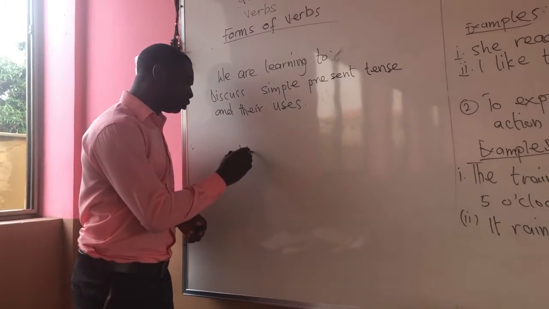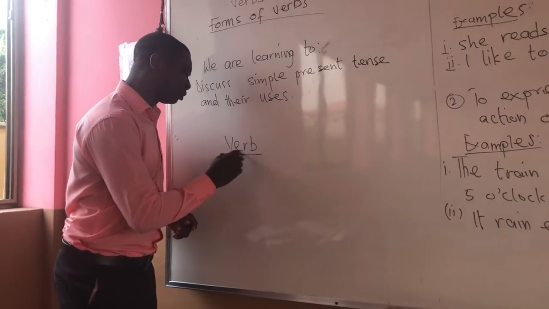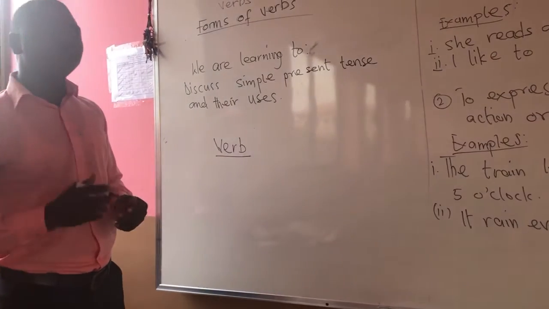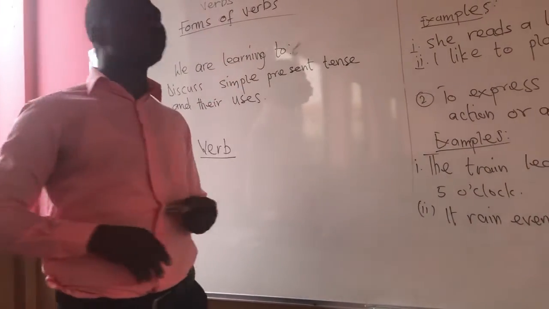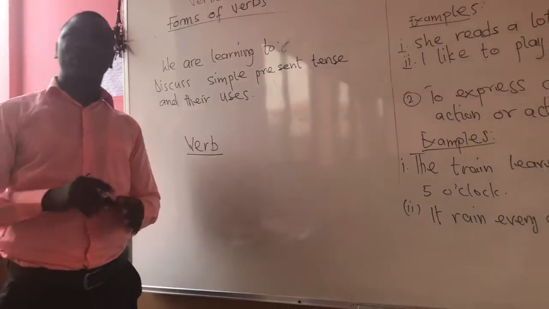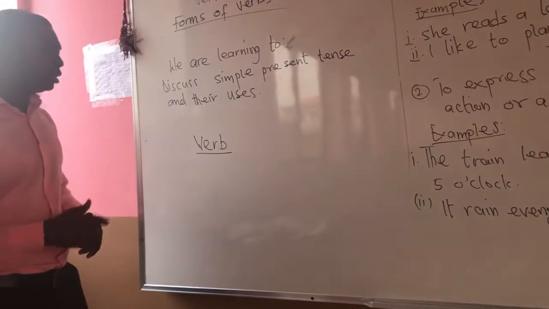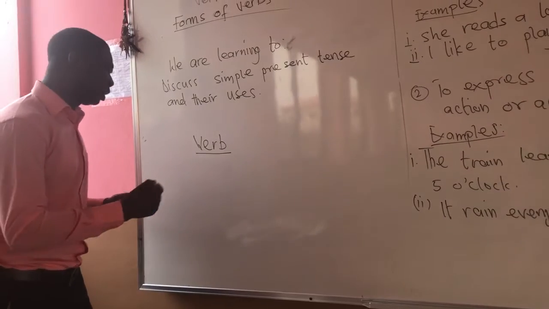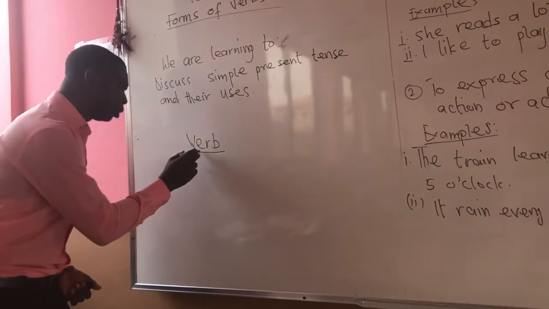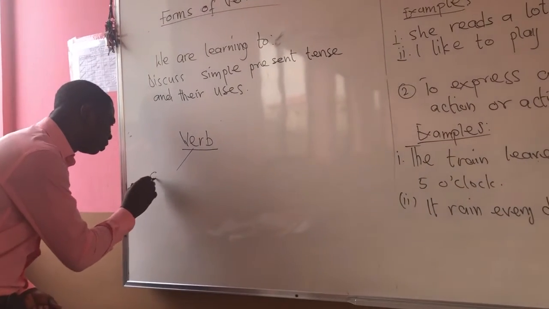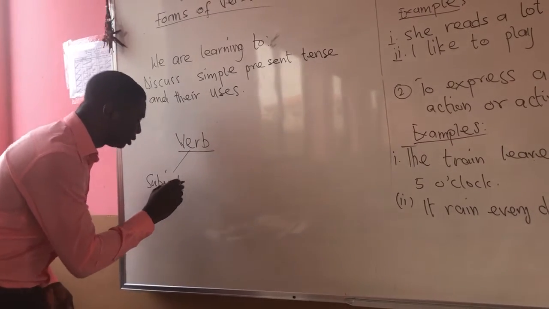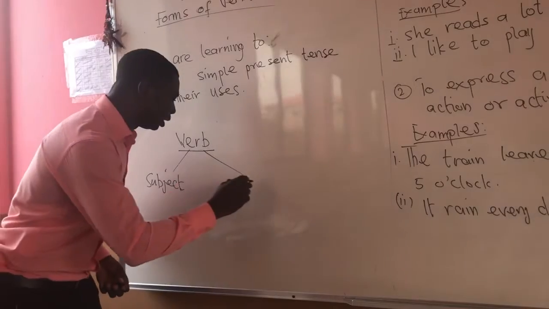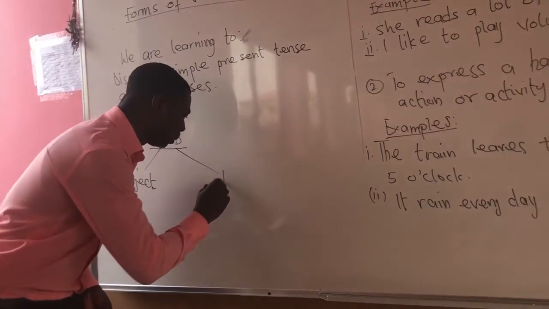A verb has some quality. The qualities are what we need to know before we move to what we want to do. You have to know the qualities of a verb. It has two main qualities. The two main qualities of a verb are the subject, and then the time.